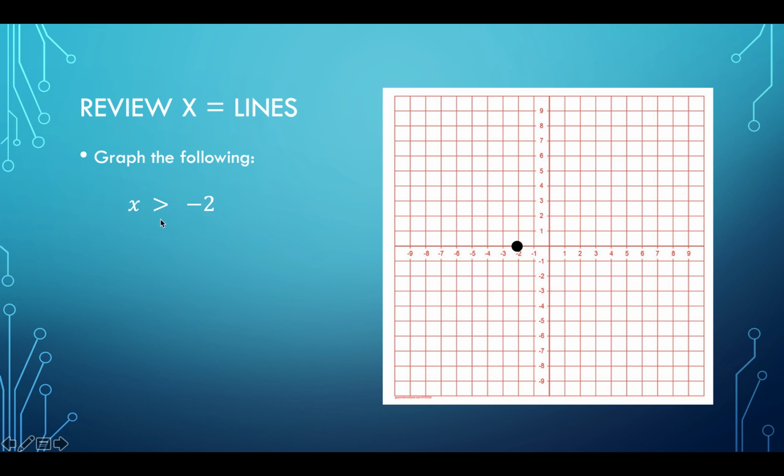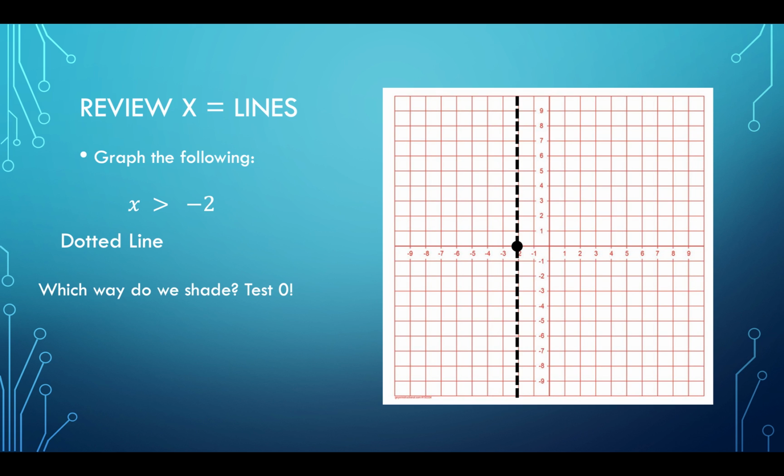And is this going to be a solid or a dotted line? Because it's strictly greater than, solid or dotted? Because it's just greater than, we're going to have a dotted line. So I'm going to go ahead and draw in that dotted line. And next, we have to see which direction to shade. Why do we have to shade? Because we have a linear inequality, because we have x is greater than negative 2. And how do we know which direction to shade? We're going to test 0.